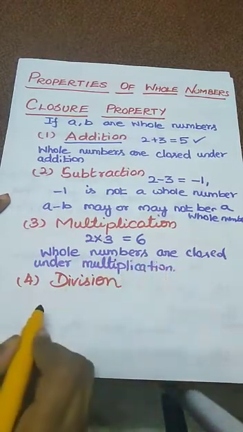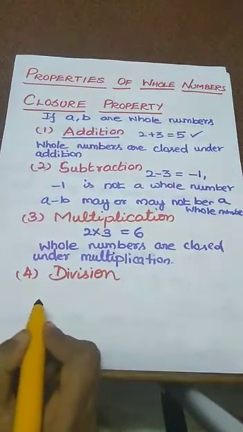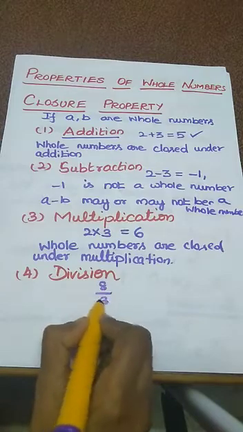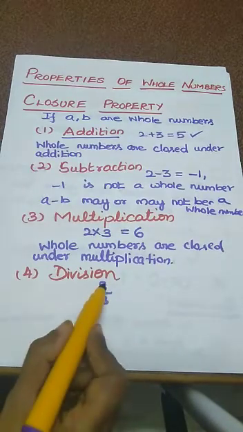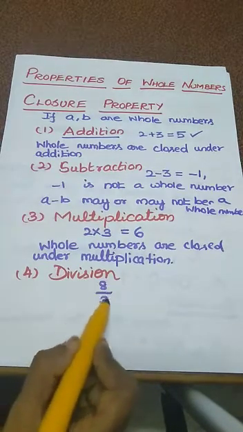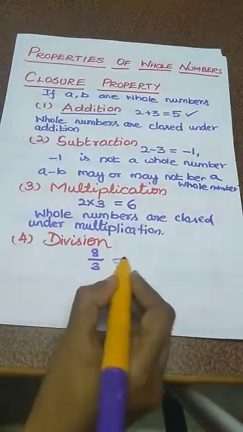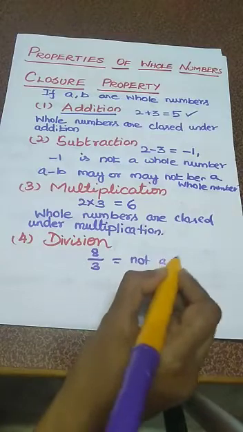Next we apply the condition for division. Now we take an example. Suppose 8 by 3, where 8 and 3 are two whole numbers. We apply A by B. What is the answer here? 8 by 3 is not a whole number. We get a decimal number. No, this is not a whole number.